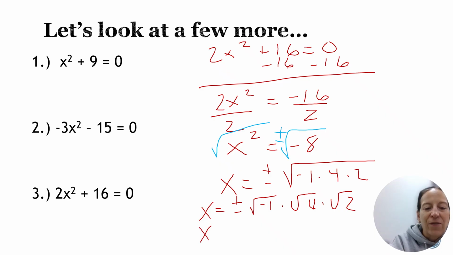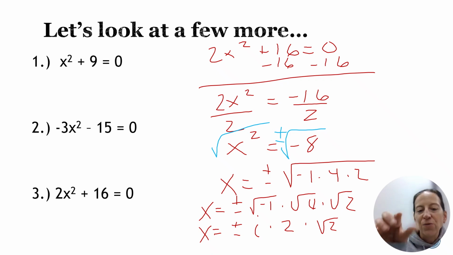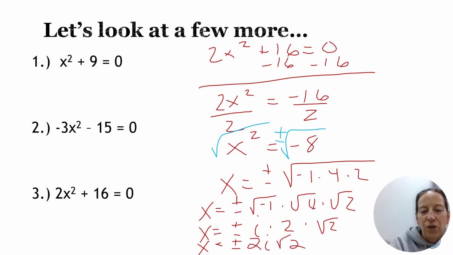Now, as we go to write the final answer, we have plus or minus the square root of -1 is i. The square root of 4 is 2. And then the square root of 2 cannot be simplified. The only notational change I'm going to make on this is instead of doing i2 root 2, we're going to do 2i. We're going to put that coefficient out in front of the i. So we'll have plus or minus 2i root 2. And there's your answer, plus or minus 2i root 2.